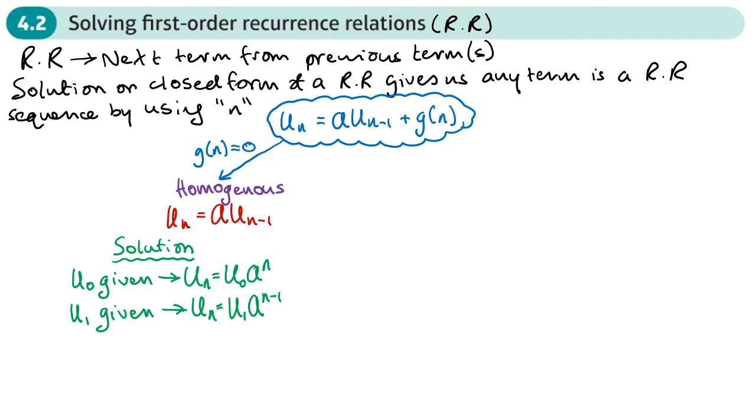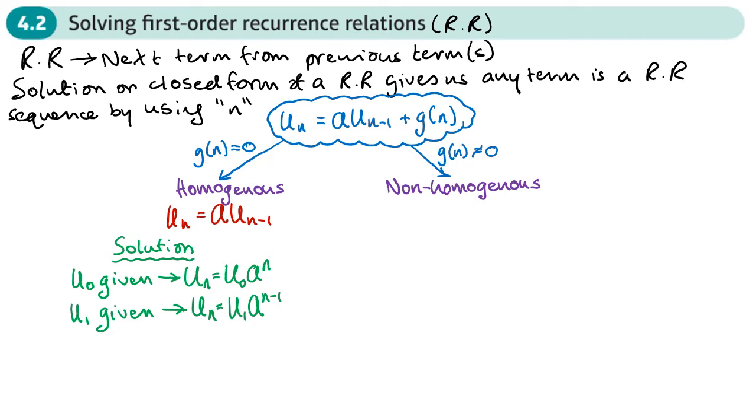So now let's look at recurrence relations where g of n is not equal to 0. So there's some sort of function of n at the end. It might say something like 5 to the power n, 2 to the power n, or 2n minus 3. That will be tucked in on the end there. This we call non-homogeneous. So this would be a non-homogeneous first order recurrence relation.